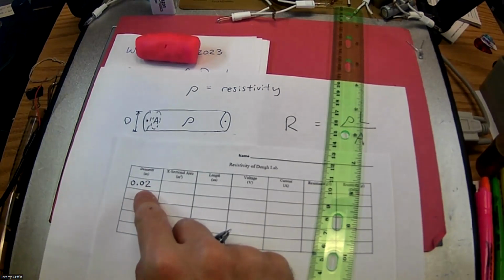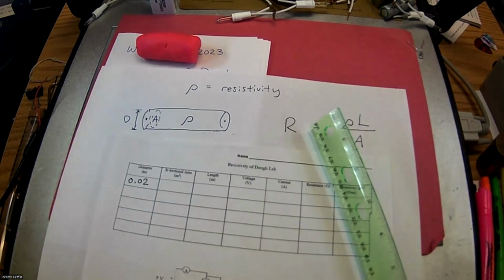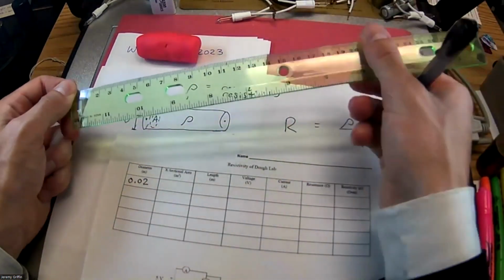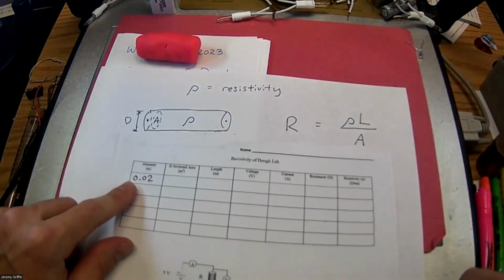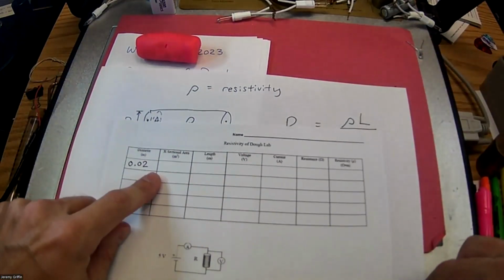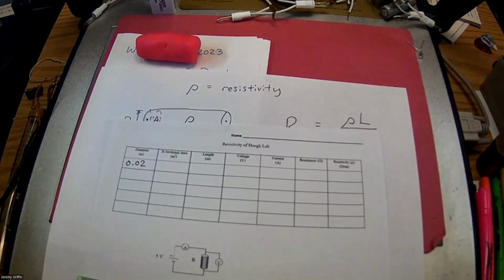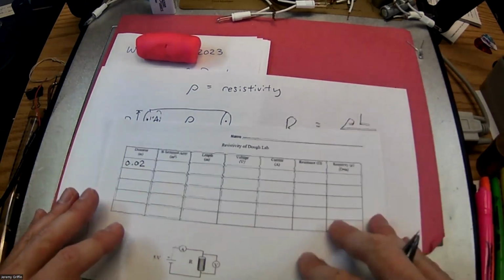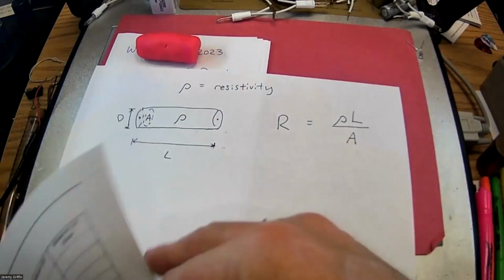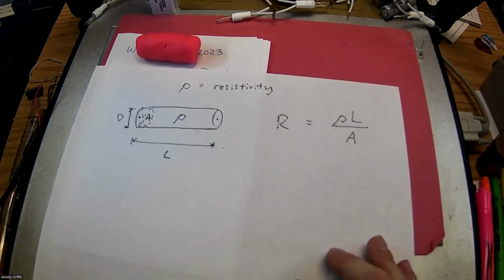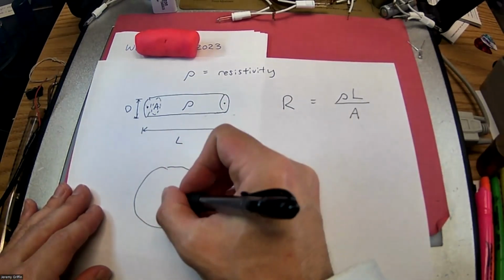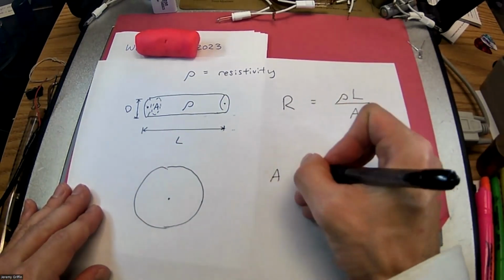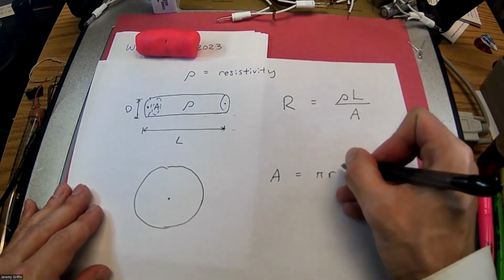Because last class I had some students writing like 0.2 meters. No. 0.2 meters would be like most of the ruler. It'd be like if you had a dough cylinder that was like this big. Whoa, right? 0.02 meters, that's 2 centimeters, right? What's the cross-sectional area in square meters? Now here's where, let's look at the geometry of a circle. The area of a circle is pi r squared.